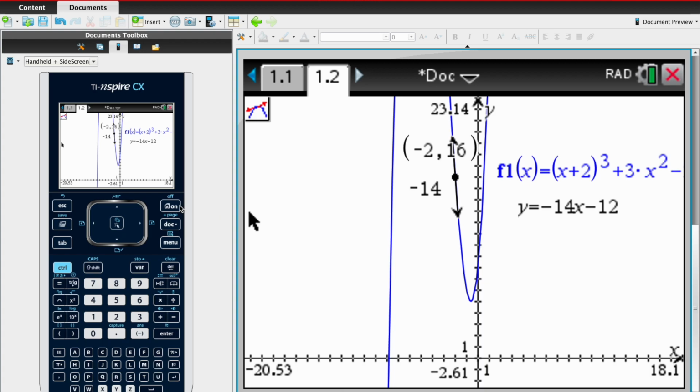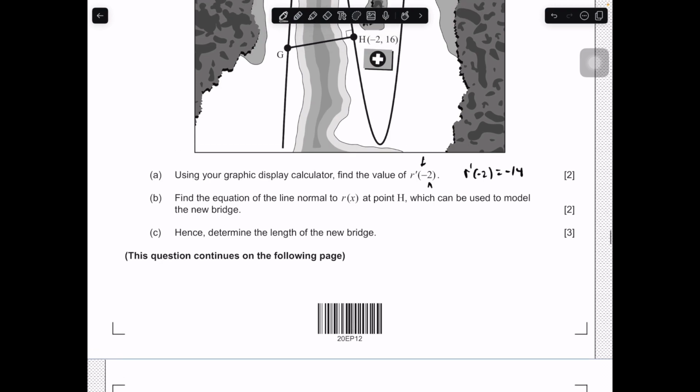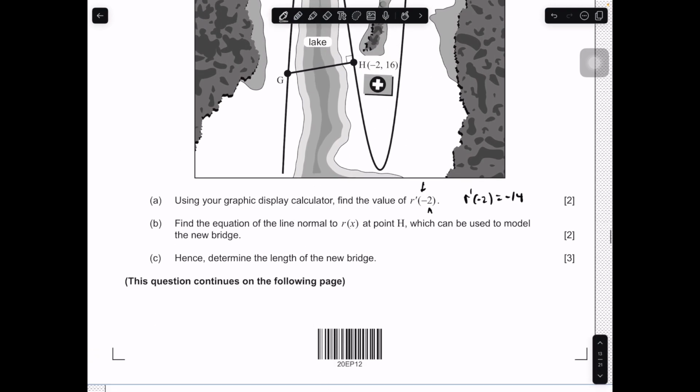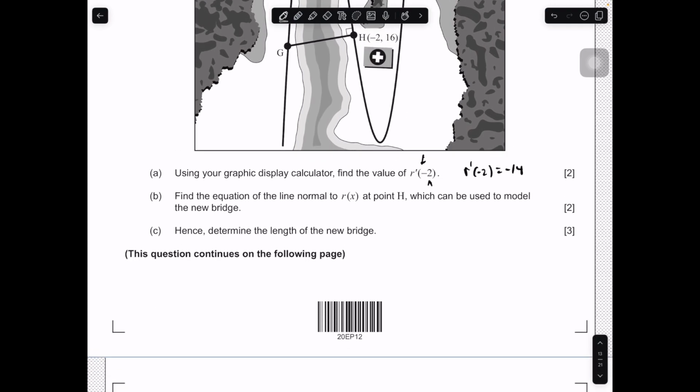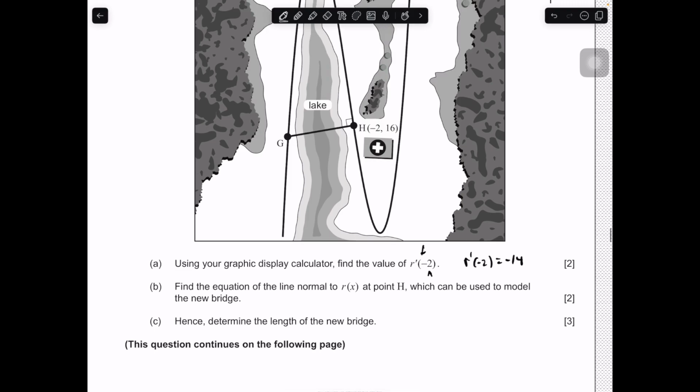Okay, good. Let's go on to part B. So going back to the document, it asks us to find the equation of the line normal to R(x) at point H, which can be used to model the bridge. So we want to find this equation that is normal, at a right angle, to R(x).